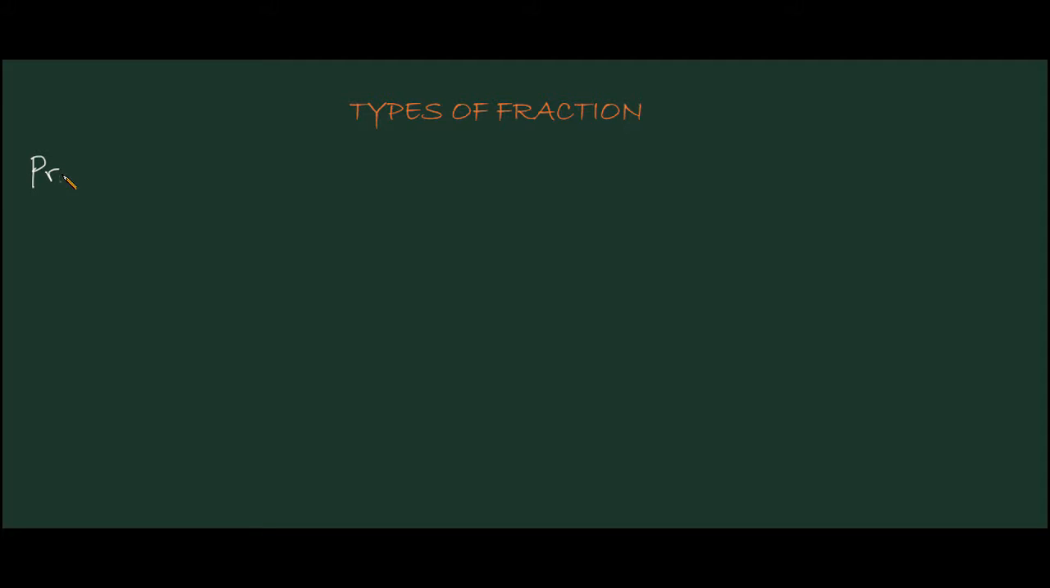So the proper fraction is also known or called the vulgar fraction. And in this type of fraction, you know that the fraction has a numerator and a denominator. So in this type of fraction, the numerator is always smaller than the denominator. Let's take for example now, let us note it.